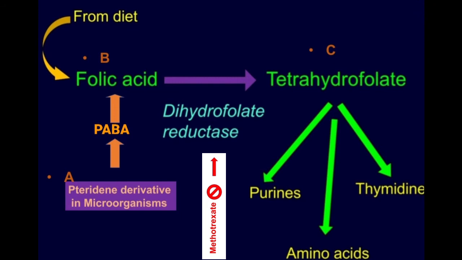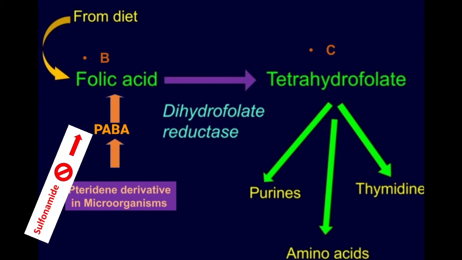Okay? Now, the same concept but a different target, works as an antimicrobial agent. So as I mentioned, this intermediate here called PABA, para-aminobenzoic acid, can be converted eventually to folic acid in microorganisms, and then microorganisms convert it to THF. Okay?